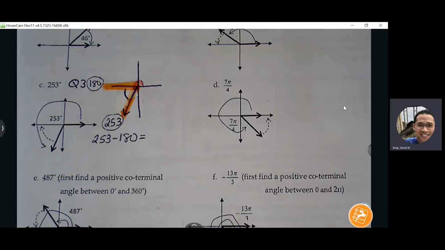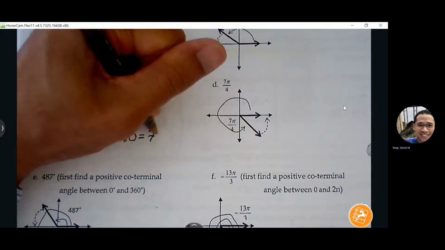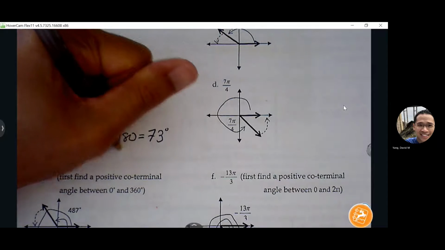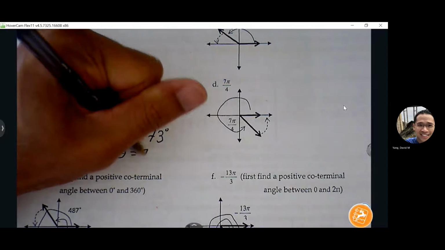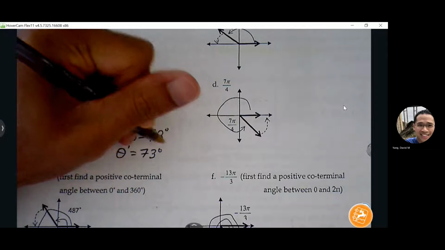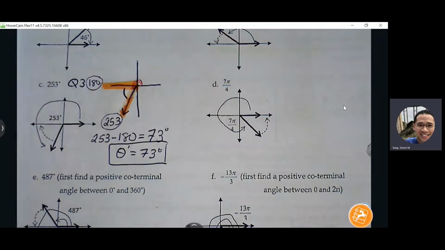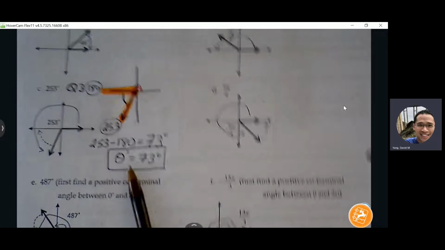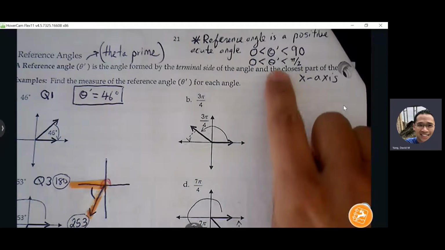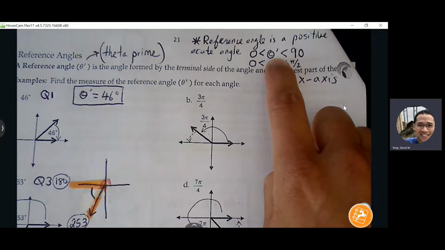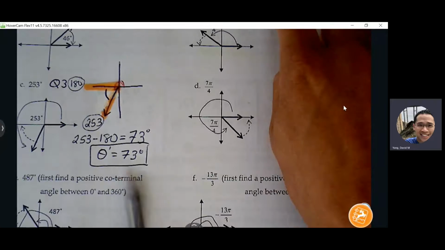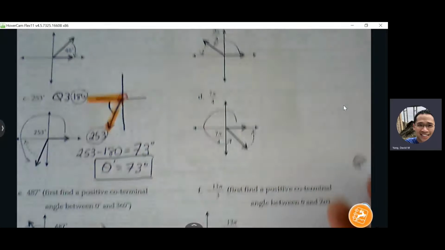Okay, so what's 253 minus 180? 73. And we put theta prime, and let's confirm that we're meeting our conditions. It has to be a positive acute angle, which 73 is, and it's between 0 and 90, which it is.